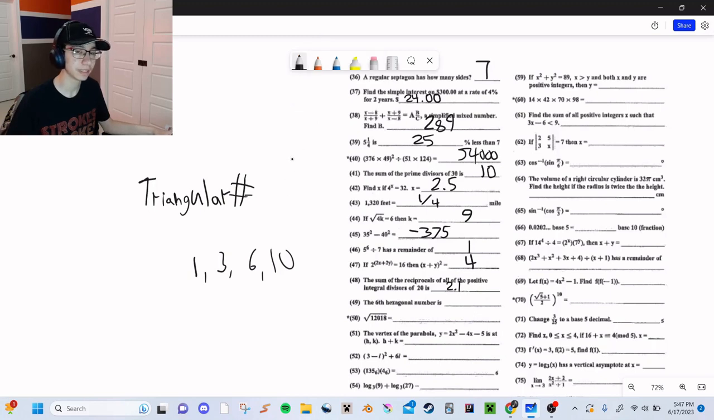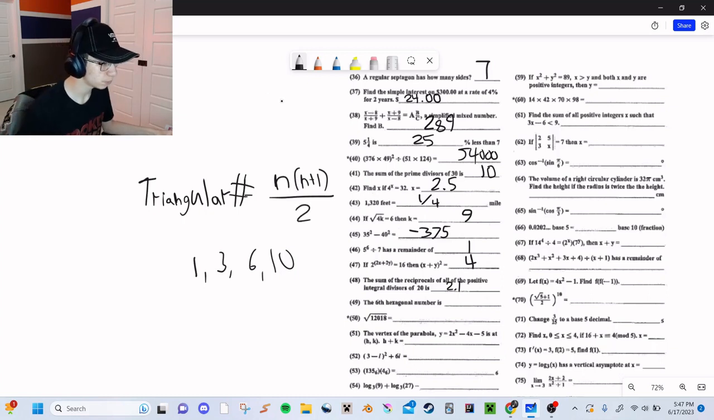The formula to find any triangular number, the nth triangular number, is n times n plus 1, divided by 2. So, let's test it out. The first triangular number is 1, so that has to be 1 times 2 over 2, which is 1. The second triangular number is 3, so it has to be 2 times 3 over 2, checks out.